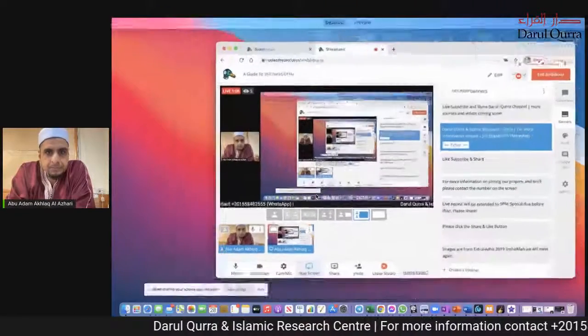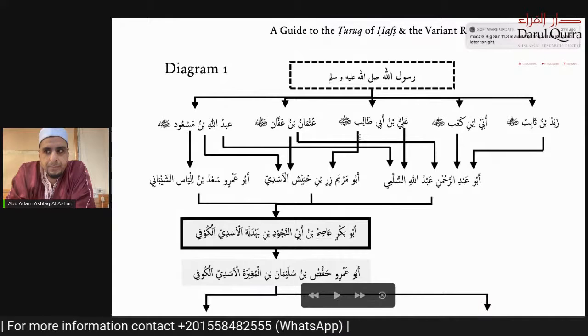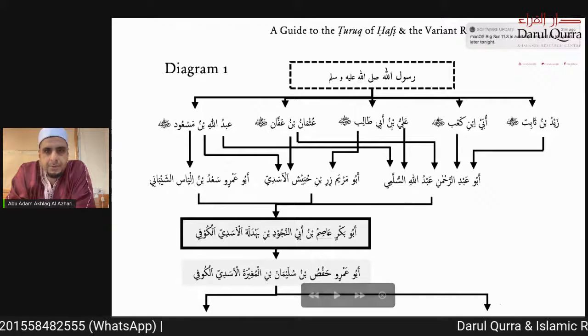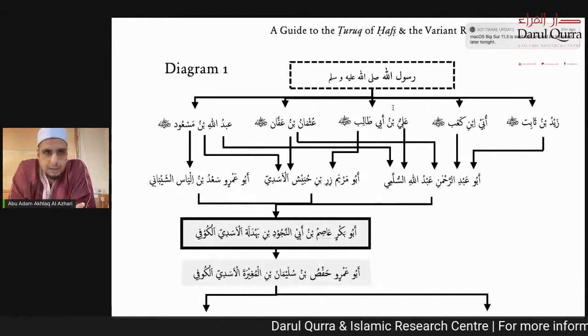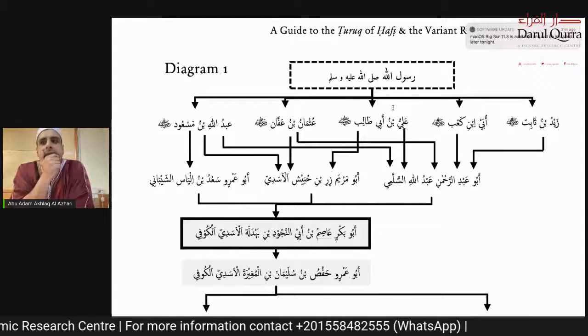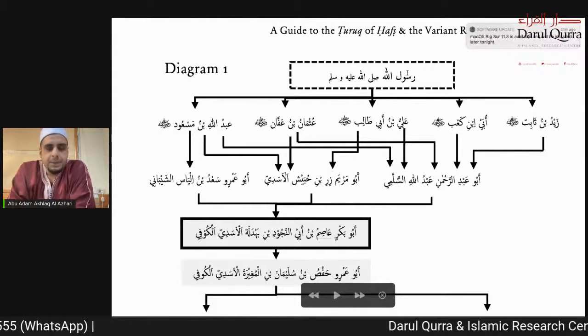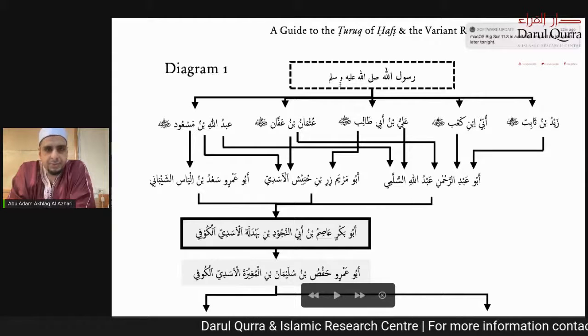So here on page 17, you can see the illustration and the bird's eye view of the entire setup of the Turuq. Let me see if I could screen share. So here you've got from the top, on diagram number one on page number 17, the Prophet sallallahu alaihi wasallam at the top here, upon whom the entire Quran was revealed.